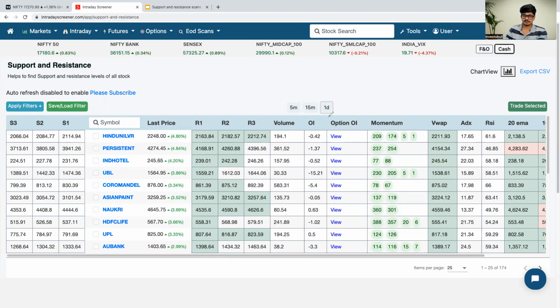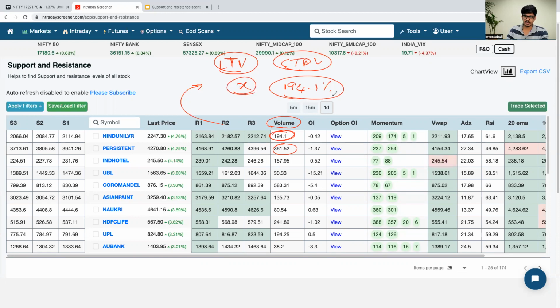When it comes to the volume section, you could clearly see the numerical value. Just let me clear my drawings first. In the volume section, you could clearly see the numerical value. What does this numerical value mean? Suppose the volume which got traded in a specific stock on the previous trading day is X. On the current trading day, the volume is 194.1% more when compared to the previous trading day. That is what the numerical value suggests.